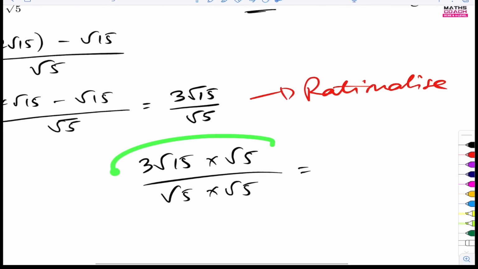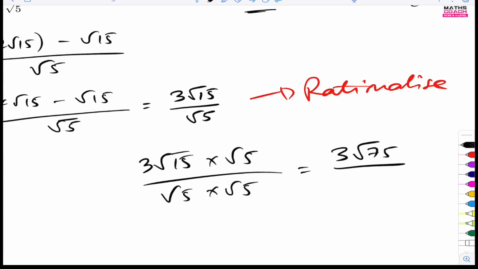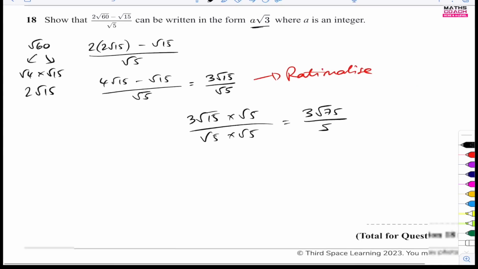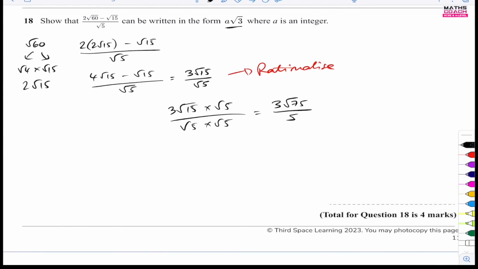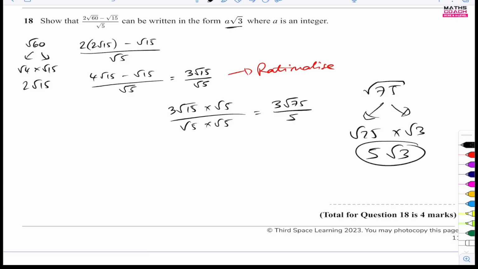So what does the top give me? So that would be 3 root, now 15 times 5, that's the only one I need to worry about. 15 times 5 is 75. And the bottom, root 5 times root 5 is just 5. Now, I still don't have what I need. That's because I need to break up 75 now, just like I did before. So root 25 times root 3 is root 75, and root 25 is 5, so 5 root 3. So root 75 can be represented by 5 root 3. So going down here, I have 3 bracket 5 root 3 over 5. So all I've done is replace root 75 with that.